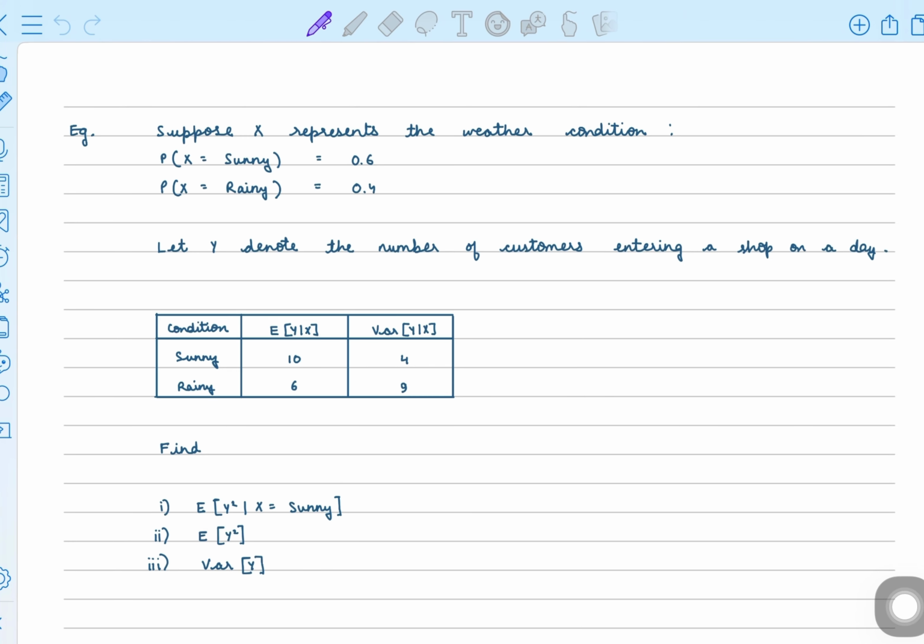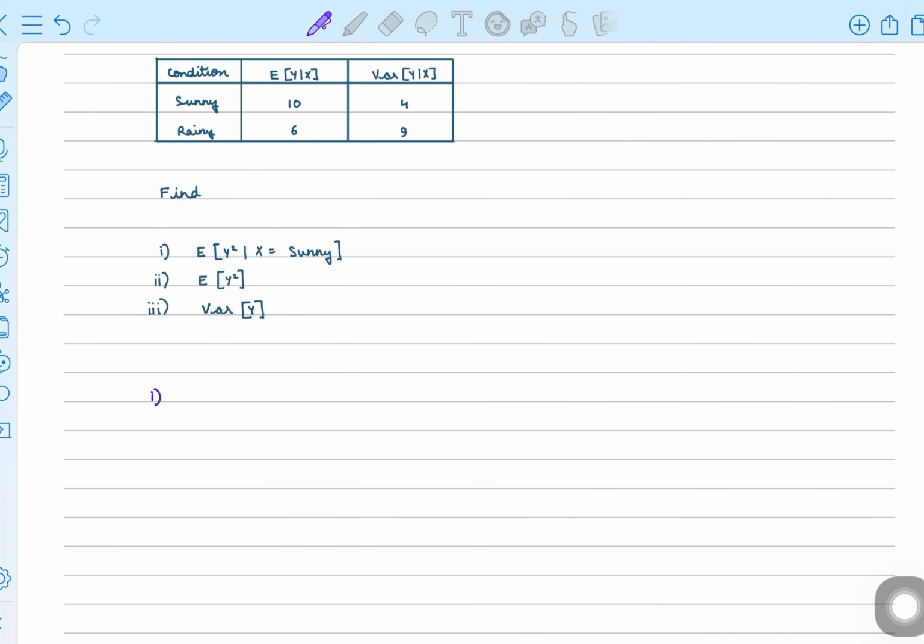Additionally, we have been given a table. According to the table, on sunny days, the average number of customers in the shop is 10 and the conditional variance is 4. On rainy days, the average number of customers falls to 6 and the conditional variance increases to 9. We are required to find the expectation of y square given the random variable x corresponds to sunny weather, the expectation of y square, and the variance of y. Let's look at the solution for each of these parts one by one.